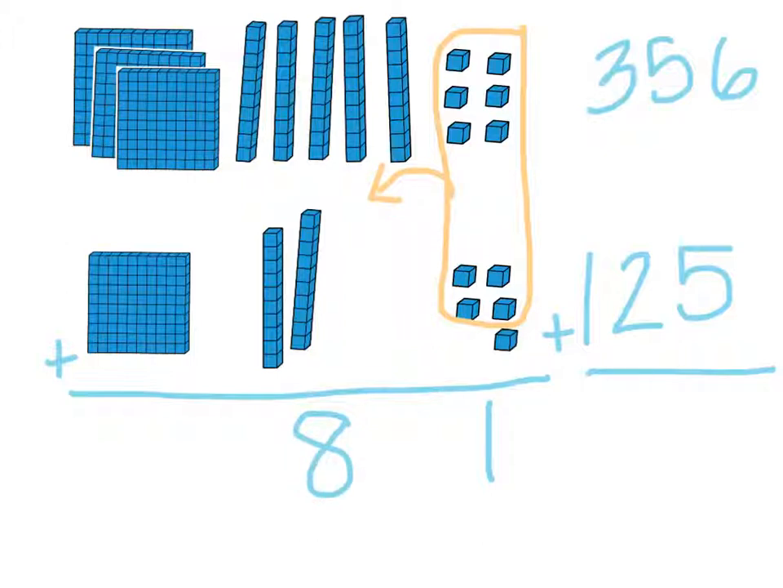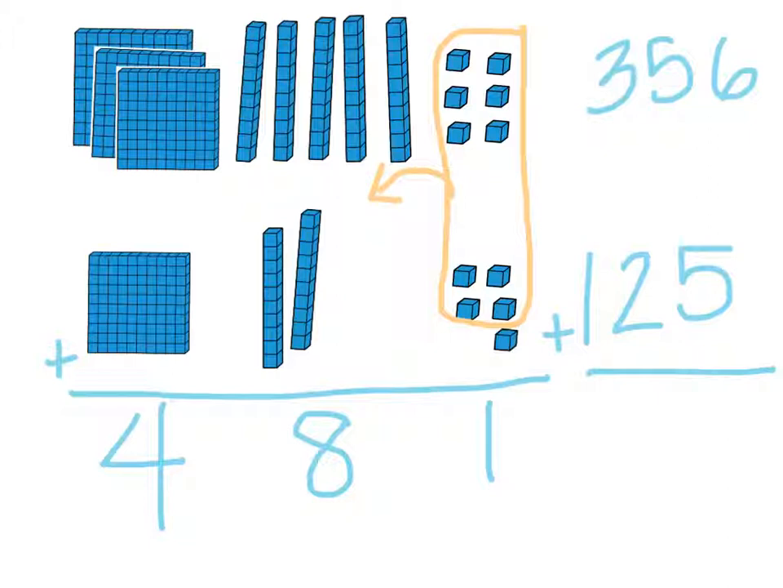Let's move to our hundreds column. We have 1, 2, 3, 4 hundreds. So I'm going to write the number 4. The answer to my algorithm or my problem is 481. We solved it with our place value blocks. If you don't have place value blocks, you will draw a picture of them.